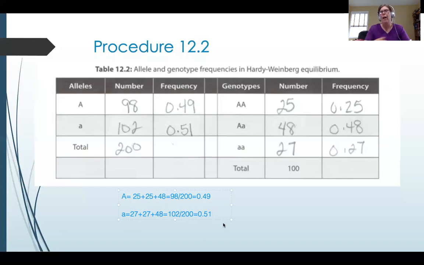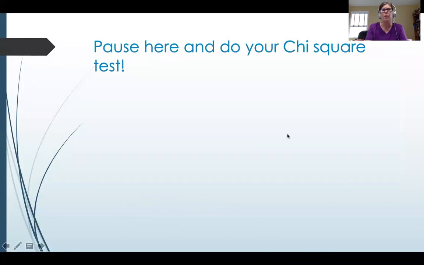How close is it, and is it significant? Is there a significant deviation? We know a test we can use to test that, and that is the chi-square test. What you're going to do is take those genotype numbers, 25, 48, 27, and put them into your observed column. Now, we are going to assume, based on our original population, that we have a 1-to-1 ratio.